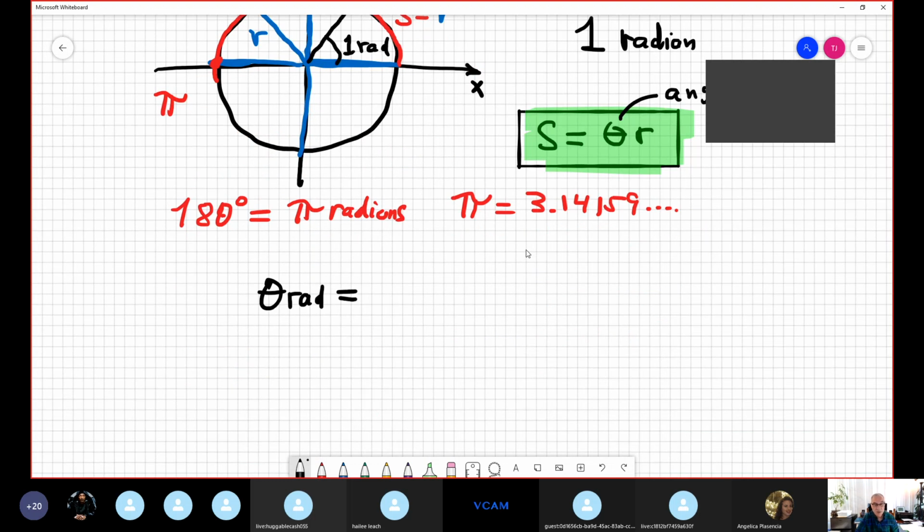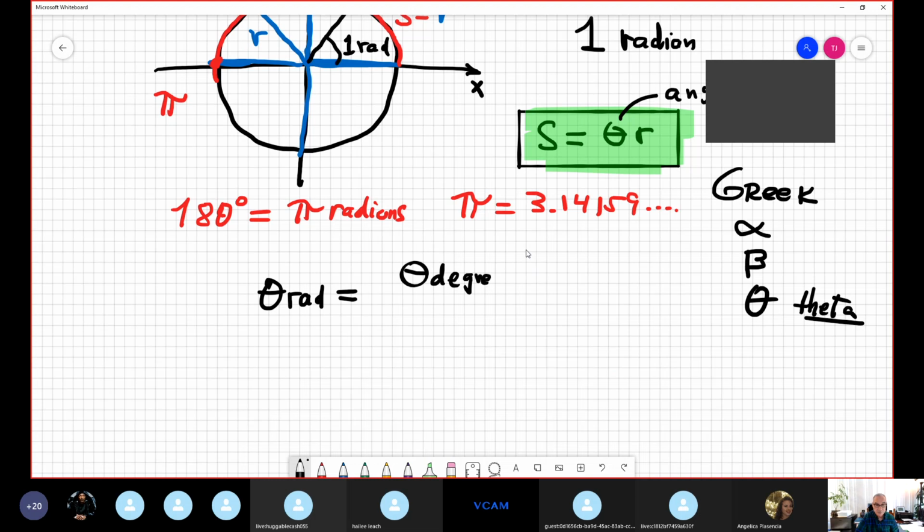I forgot to say that in trigonometry, the letter we use for the angle is a Greek letter. Maybe alpha, maybe beta. The most popular is theta. Theta in radian is equal to theta in degree multiplied by pi and divided by 180. Please copy this formula.